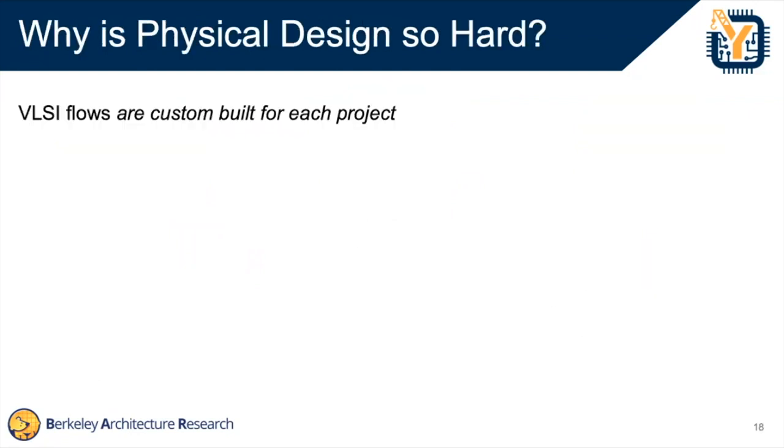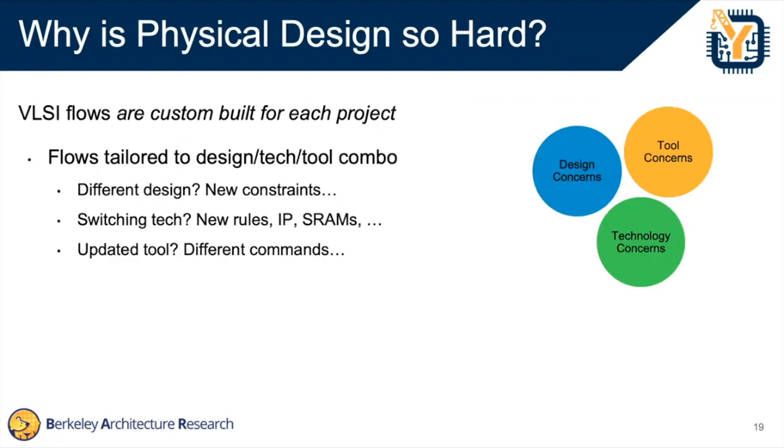So why is physical design so hard traditionally? Well, it's because these VLSI flows are built custom for every project. We have these tool, design, and technology concerns, and the flows are designed to intermingle all of these concerns. So if you have a different design, then you just mutate the constraints.